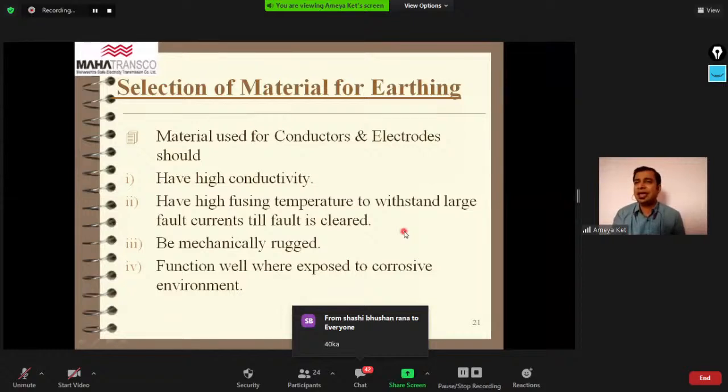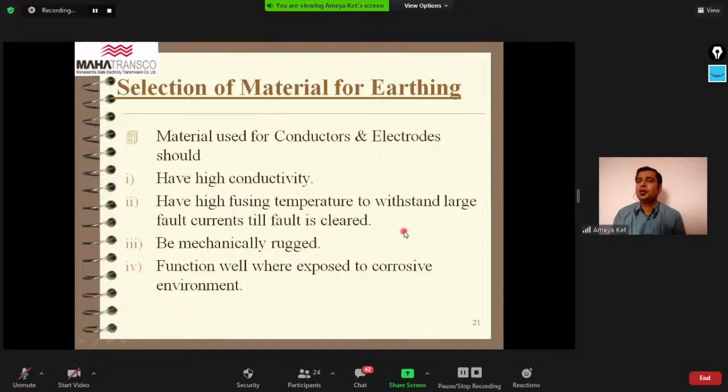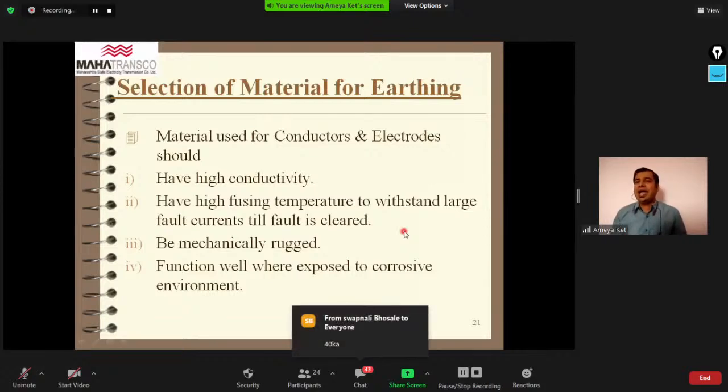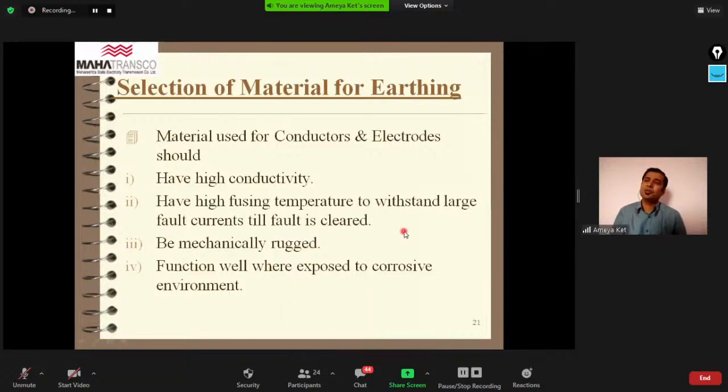Pratibha is saying 30K, okay. Swapnal is saying 40K, Jayashree again saying 40K. My dear friends, as per the latest earlier declaration by the MSTCL corporate office, the fault level of MSTCL is 40 kA. And that 40 kA we are taking as a reference for the design of earthing, plus as a reference for the particular switchgear we are selecting from the OEM.